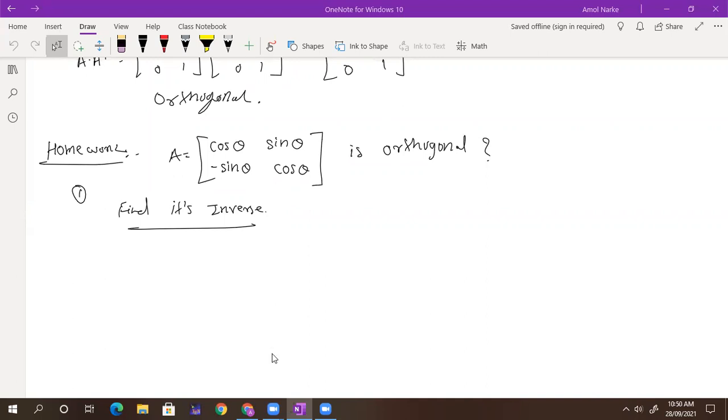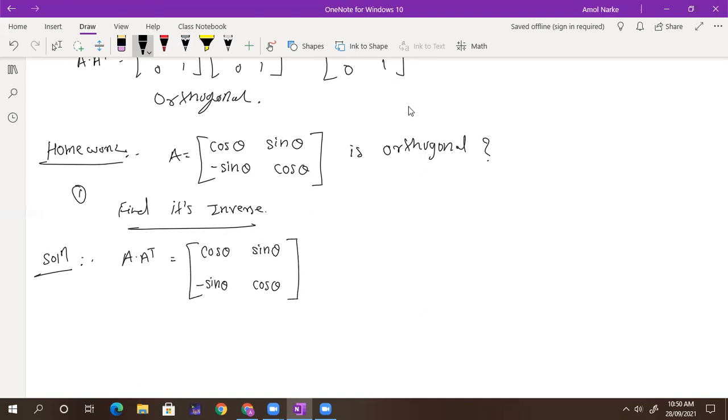Okay, so let's check it out. What you need to find out is A into A transpose, what you are getting. If A into A transpose you are getting identity matrix, then your work is done. So my A matrix is simply you can write down cos theta, sin theta, again minus sin theta, again cos theta.